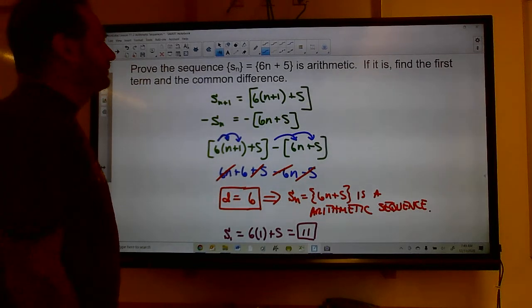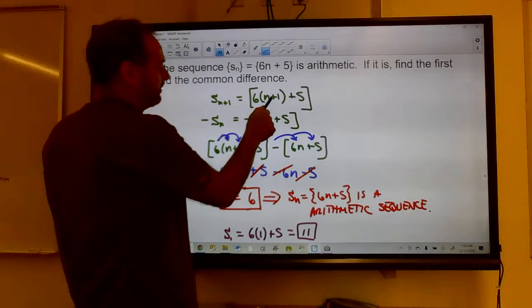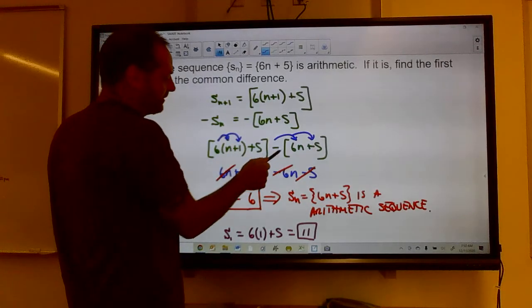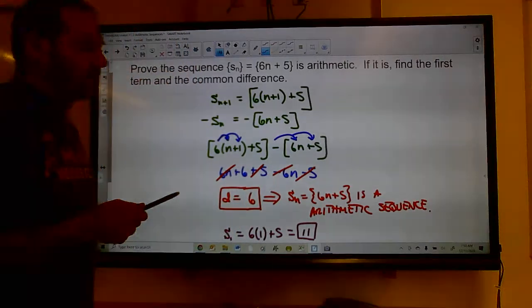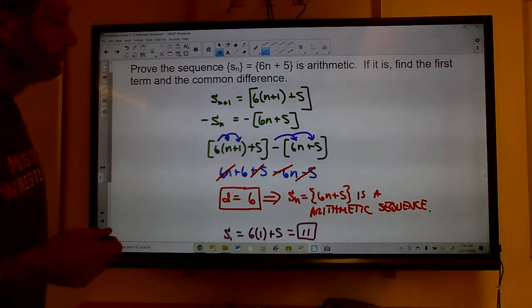If you really wanted to, instead of taking the n plus first term and subtracting the nth term, you could take the nth term and subtract the n minus 1 term, and it's going to come out the same.